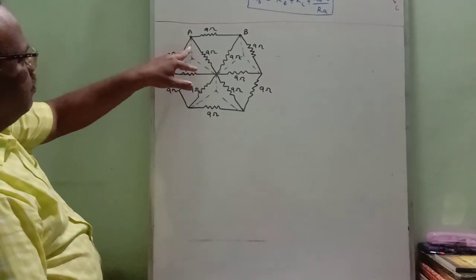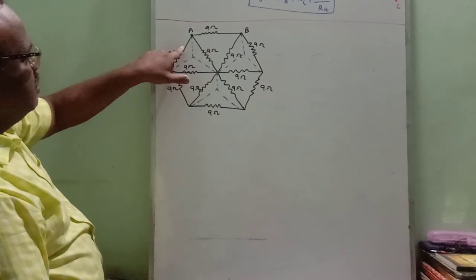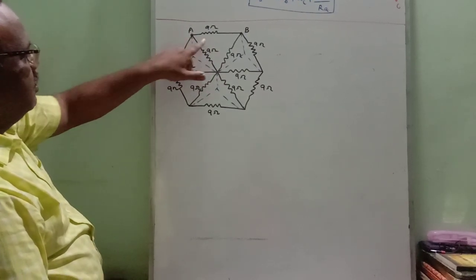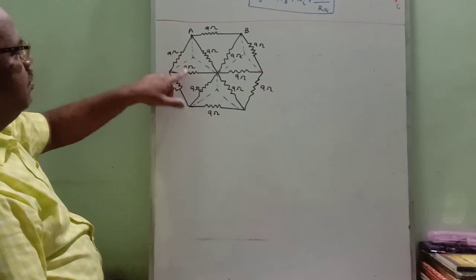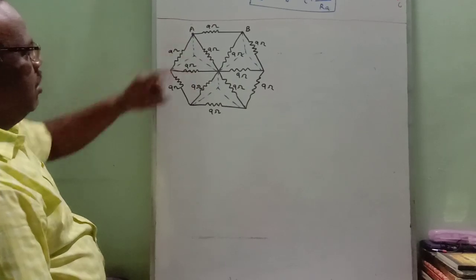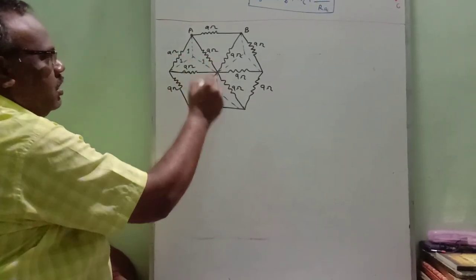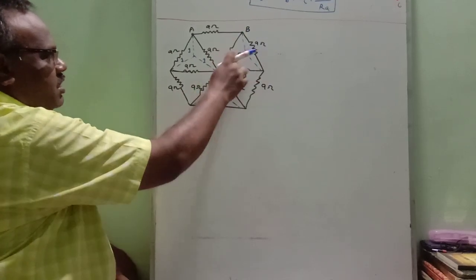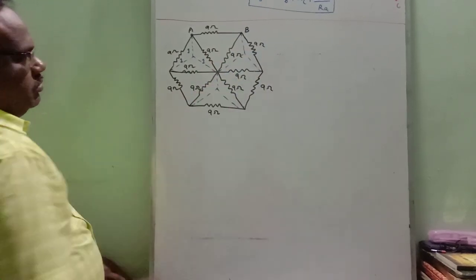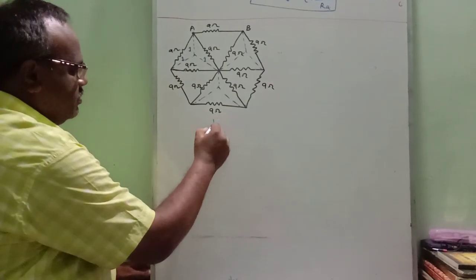Now, this is the first delta. If you solve it, then this into this divided by this plus this plus this. So it will become 9 into 9 divided by 9 plus 9 plus 9. So it will become 1. This will also become 1. This will become 1. As the same resistance, these are all 1. So if you transform it, then it will look like this.